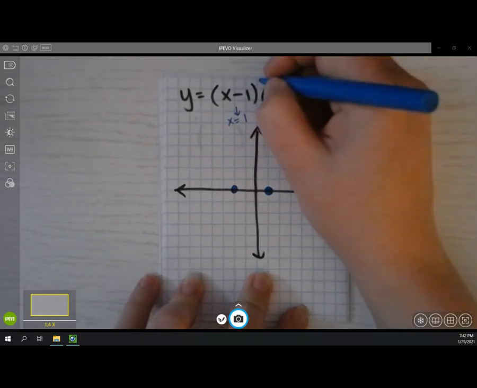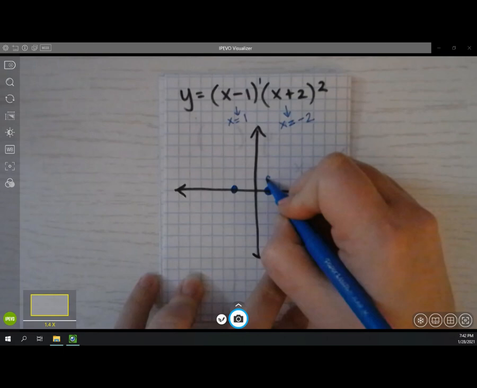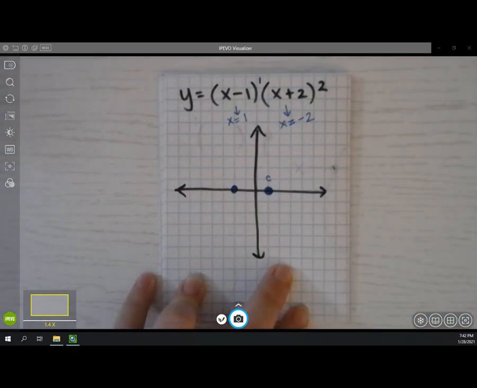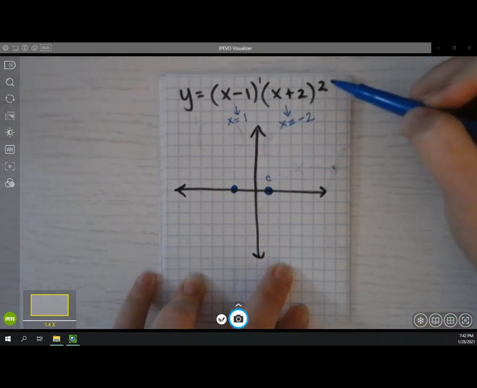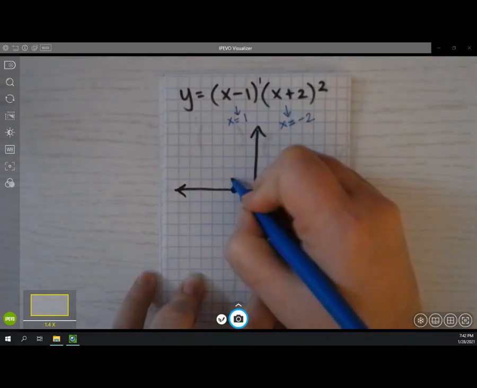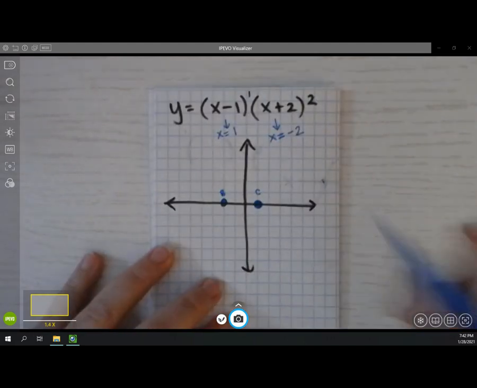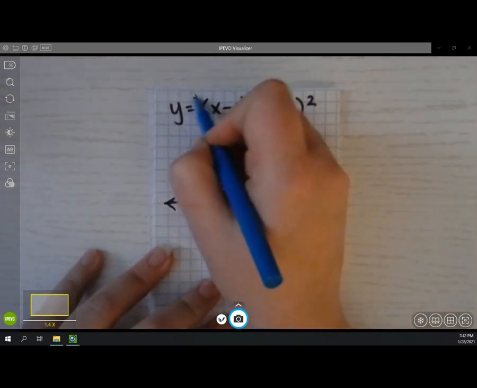So this has an exponent of 1, which means that my 1 will be a crossing point. This has an exponent of 2, which means negative 2 will be a bouncing point. So I notice that my graph is positive.